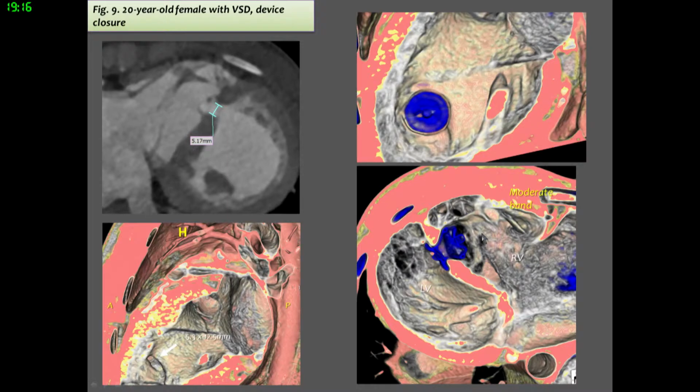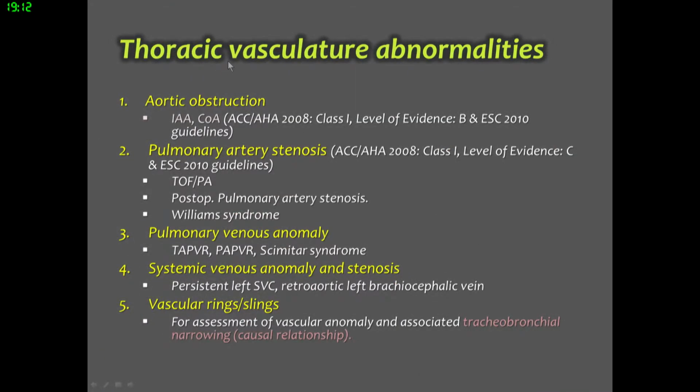For thoracic vasculature abnormalities, CCT is accurate for diagnosis of aortic obstruction, PA stenosis, PV anomaly, systemic venous anomaly and stenosis, vascular rings and slings. CCT has been shown to adequately diagnose congenital aortic anomaly, including interruption of aortic arch and coarctation of aorta. CCT is well established in the evaluation of PA stenosis for patients with TOF, pulmonary atresia, post-op PA stenosis, and Williams syndrome. CCT is accurate for demonstrating the site of anastomotic obstruction in anomalous pulmonary venous return. Systemic venous anomaly and stenosis is well visualized by CCT. CCT may be considered for suspected vascular rings and slings to assess both vascular anomaly and associated tracheobronchial narrowing.